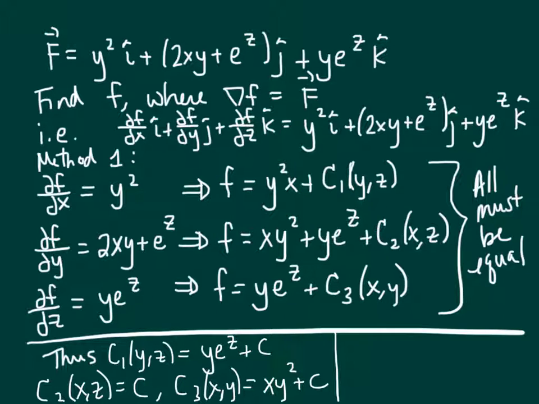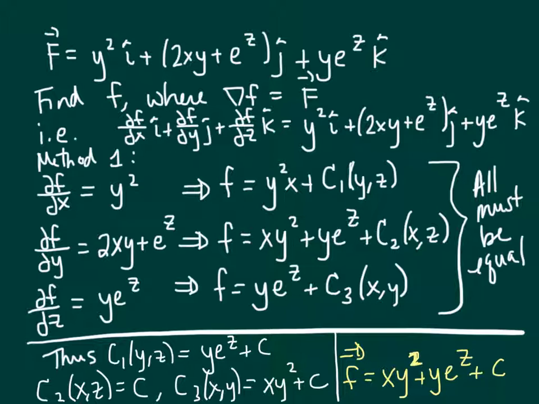So at the end, that tells me that f, my potential, is just going to be xy squared plus y e to the z plus a constant. And so this is a square, not a z.